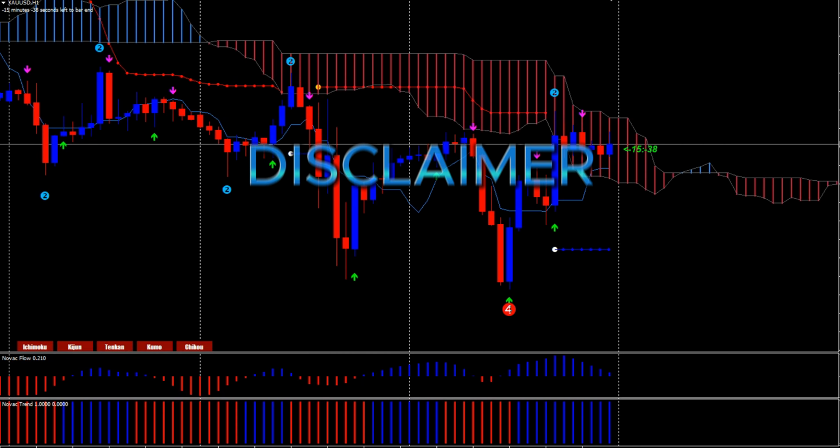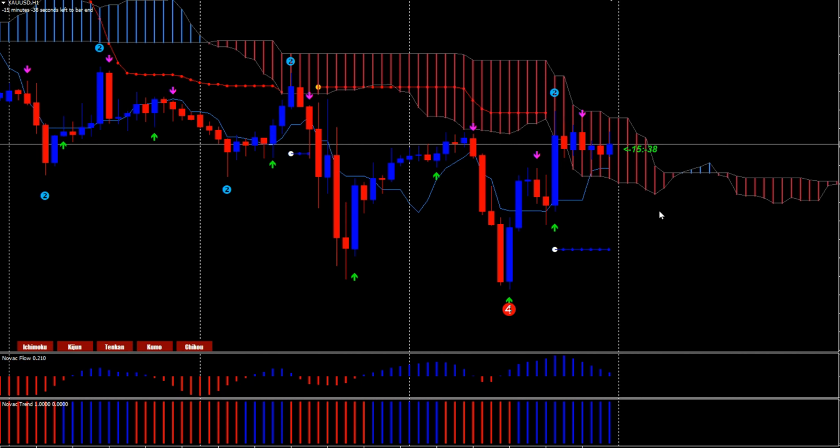Okay, trading tips for using the arrow. Let's take a look over here on the left. When the arrow appears below this blue line, the cancel line, you enter a sell at H1. Okay, make your profit.